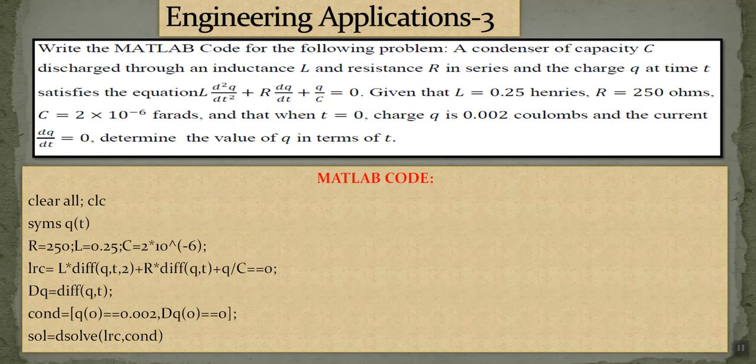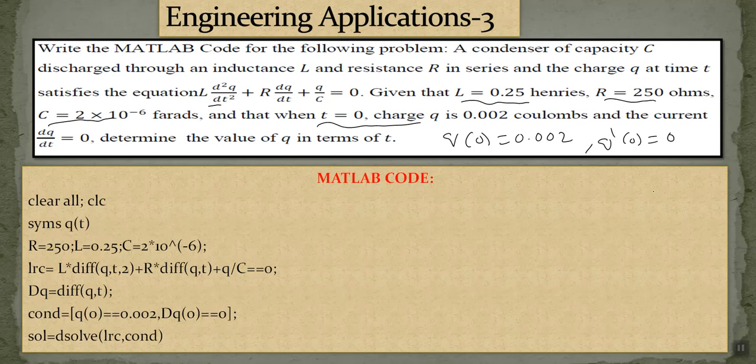In a similar way, now a similar question, the LCR circuit. Write a MATLAB code for the following problem. A condenser of capacity C discharging through the inductance L and resistance R in series, charge Q at any time satisfies the equation L d square Q by dt square plus R dQ by dt plus Q by C equals 0, given that the L, R, and C values are given, and when t equals 0, Q of 0 equals 0.02 is given, and dQ by dt is also an initial condition, Q dash 0 equals 0 is given.